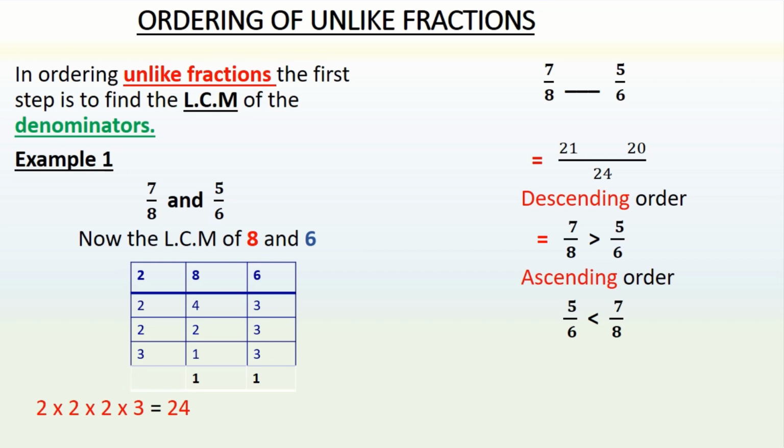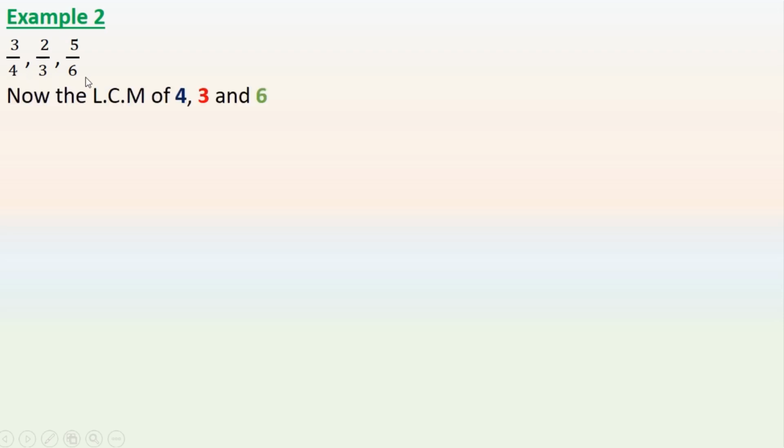The next example is also to continue with the unlike fractions. I said earlier, when solving unlike fractions, our aim here is to find the least common multiple of the denominators. So let's take the next one. Here I have 4, 3, and 6. The least common multiple of 4, 3, and 6, we have to apply the rule of division to find it.